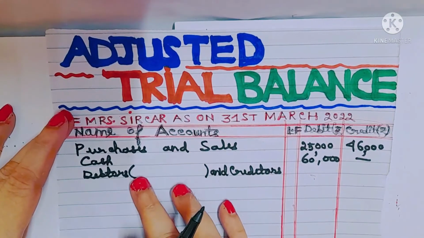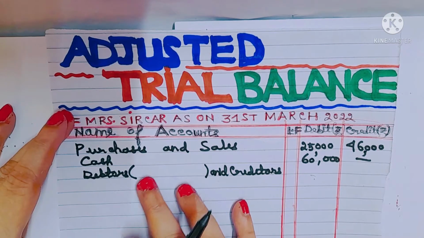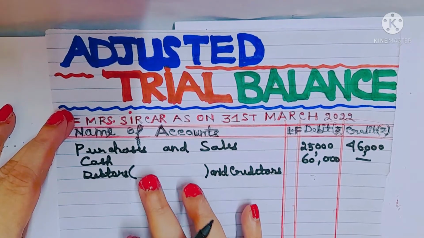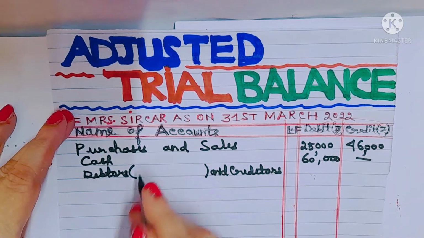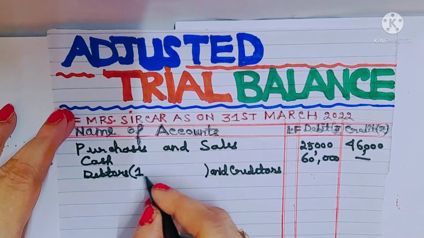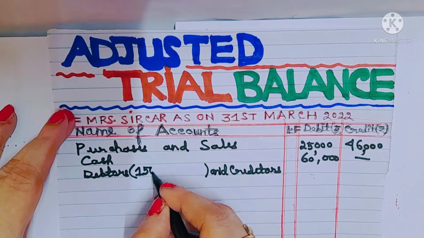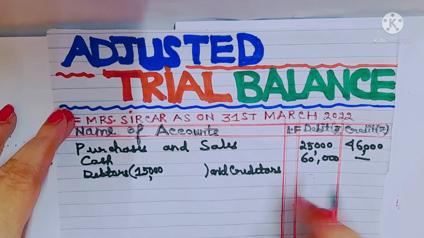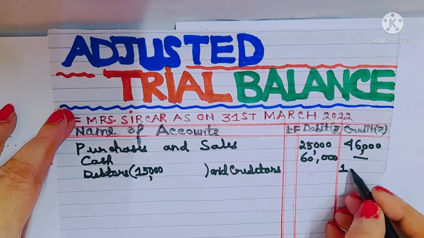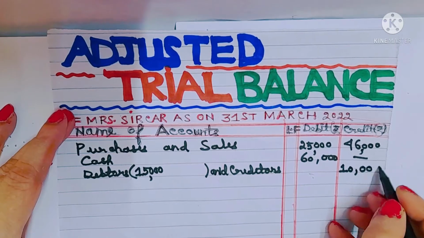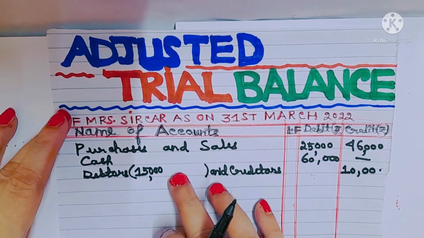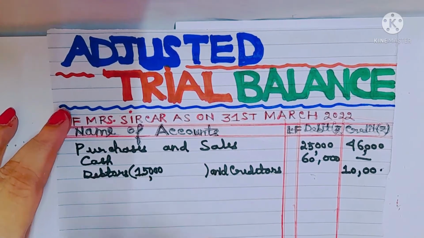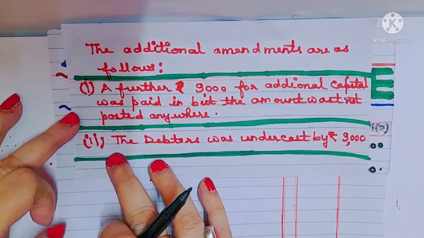But here we'll have to see the adjustment in case of debtors, and that is the reason we'll have to write in bracket: Debtors 15,000. And creditors is perfectly all right because there is no adjustment or additional information. So let's see the additional information regarding debtors.